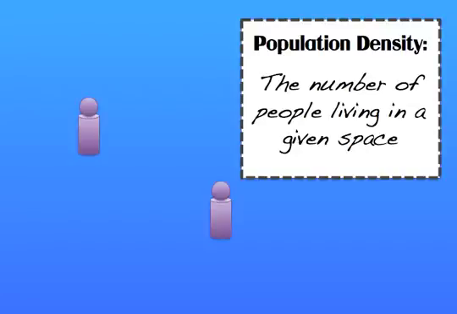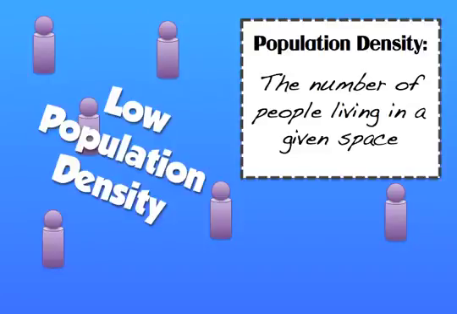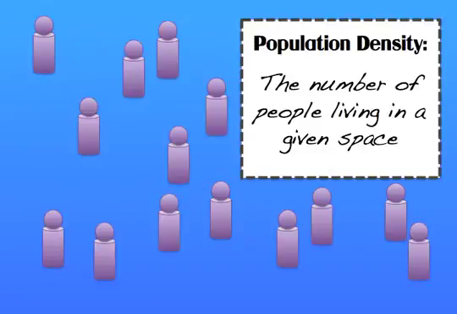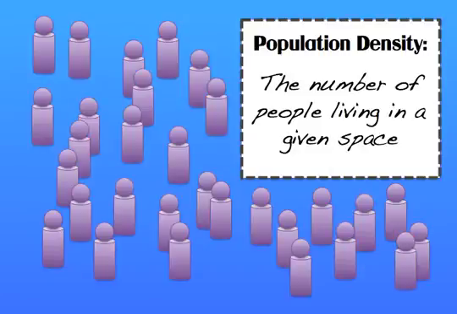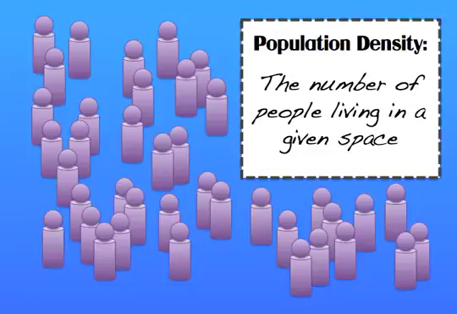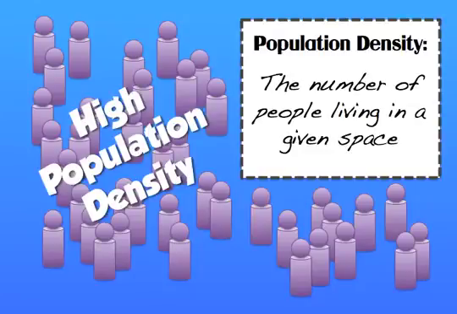So if you have a relatively small number of people living in, let's say, a square mile, that means that there's relatively low competition for the resources available there. That's what we would describe as a low population density. But as the population starts to rise in that same amount of space, you have more and more competition for those resources. And you can get to what's known as a high population density.